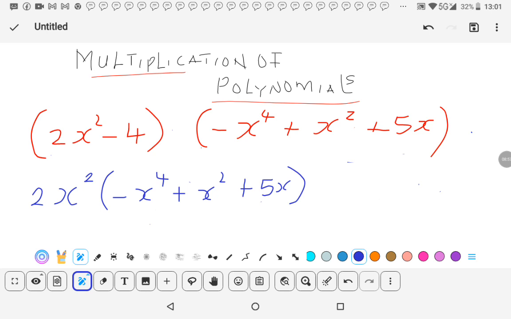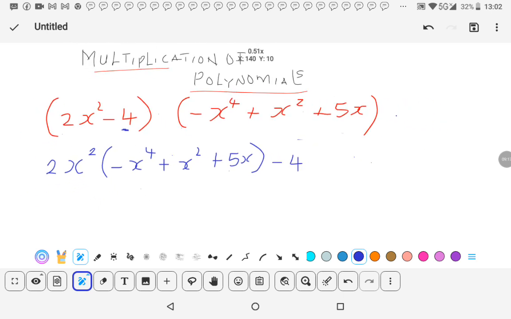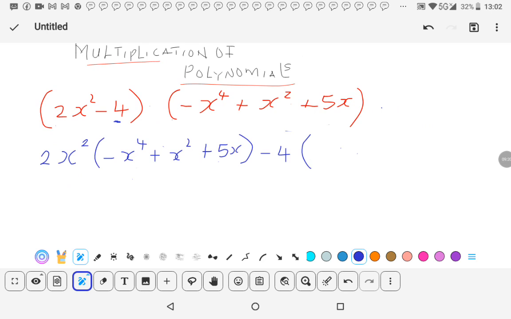Then now take the next term, which is minus 4. I'm referring to this. You also take it, minus 4. You equally multiply it with everything of the other polynomial, and that will be open bracket minus x raised to the power of 4 plus x squared plus 5x. Now close your bracket. Then what is your next step?